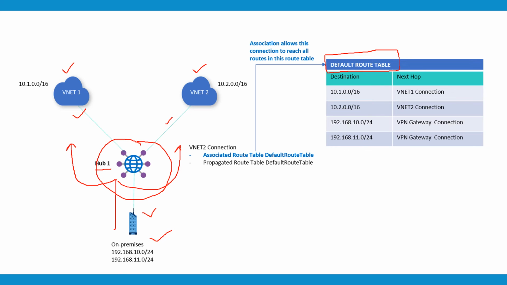And that consultation comes from a routing table, and your routing table will look like this. My destination 10.1.0.0/16, that is your VNet connection 1, 10.2.0.0/16, that is VNet connection 2, and then you have two subnets, those are coming from the VPN gateway connection.